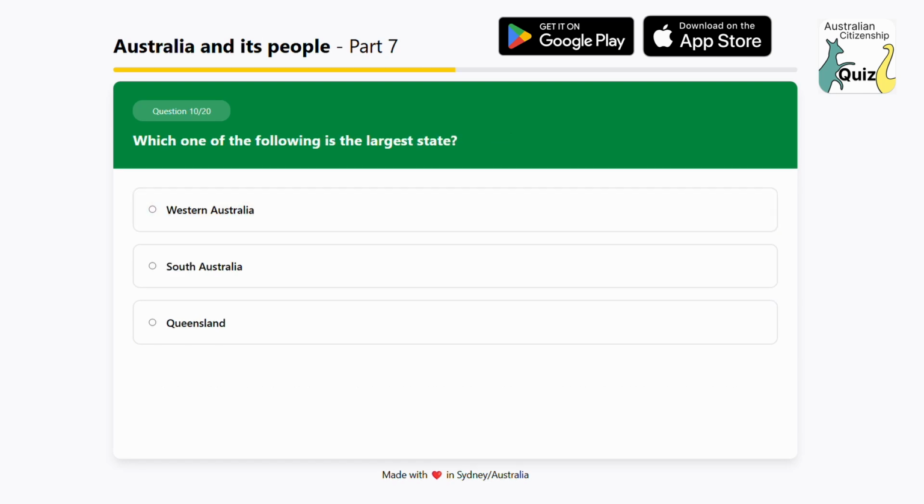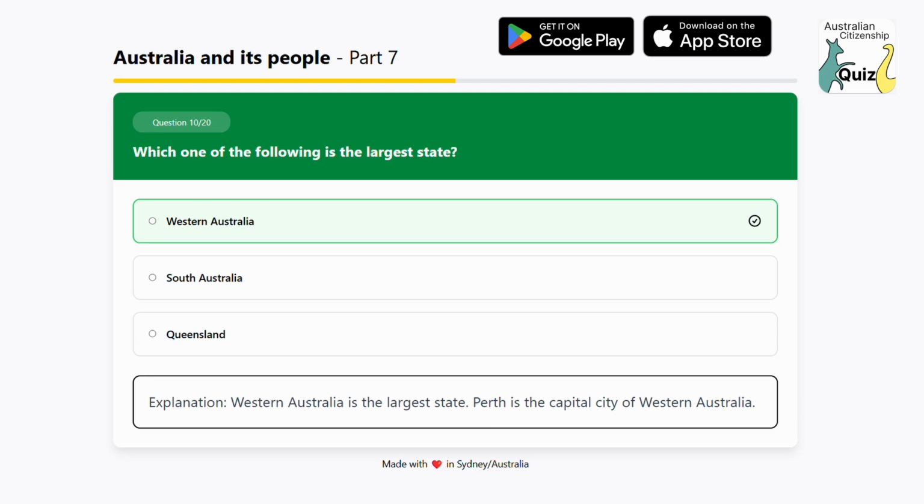Which one of the following is the largest state? Option 1, Western Australia. Option 2, South Australia. Option 3, Queensland. The answer is Western Australia. Explanation: Western Australia is the largest state. Perth is the capital city of Western Australia.